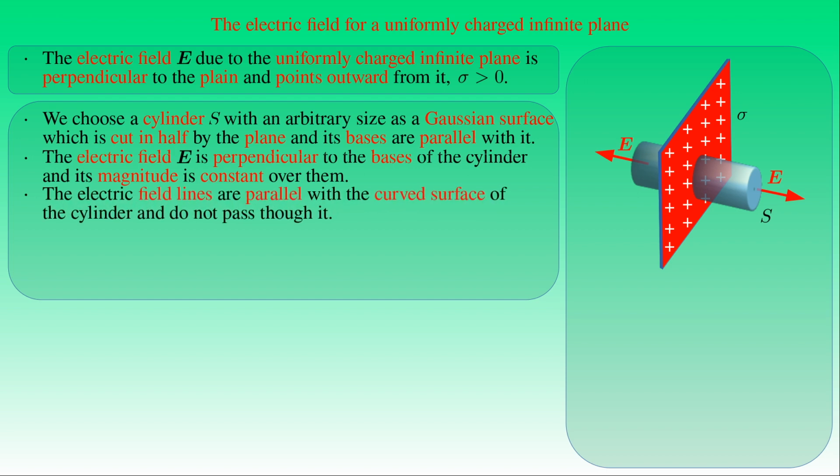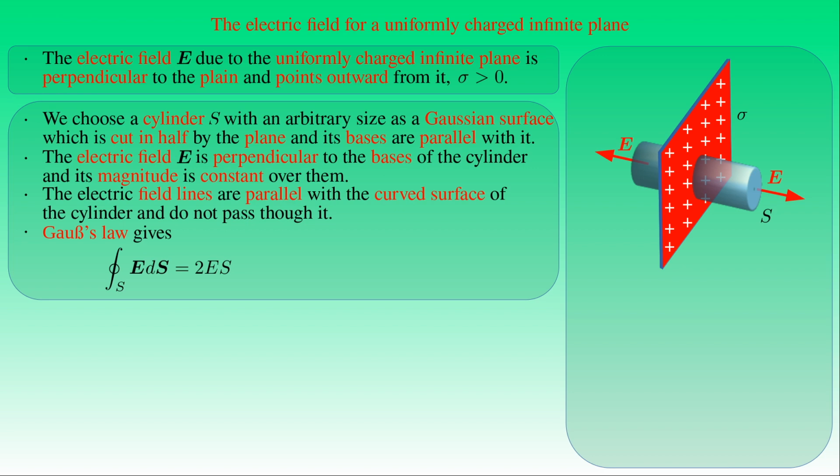If we calculate the electric flux through the Gaussian surface S, we can split the integral of the electric field over the cylinder into the integrals over the curved surface and the bases of the cylinder, where only the surface integrals over the bases give contributions to the flux. Then the electric flux is equal to 2 times the magnitude of the electric field over the bases times the surface area S of the bases.